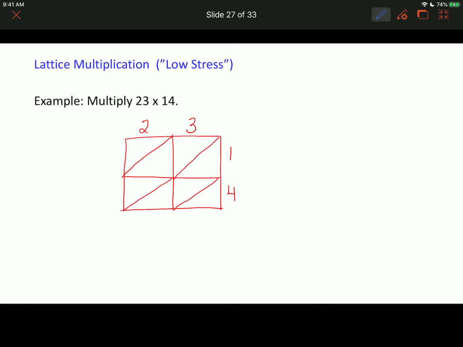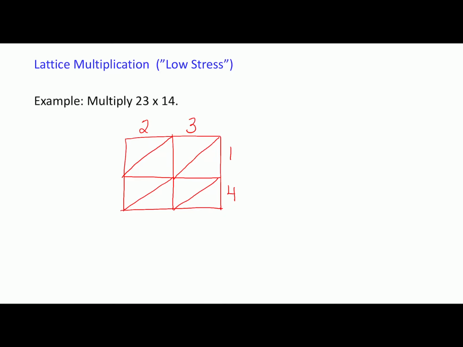And I'm going to switch colors here. And so now I'm just going to multiply within each box. So in this top right box, I've got 3 times 1. That's 3. I'm going to put the 10s on the top half and the 1s in the bottom half. 2 times 1 is 2, so I get 0, 2. And now below I've got 3 times 4 is 12, so 1, 2. And then 2 times 4 is 8, 0, 8.